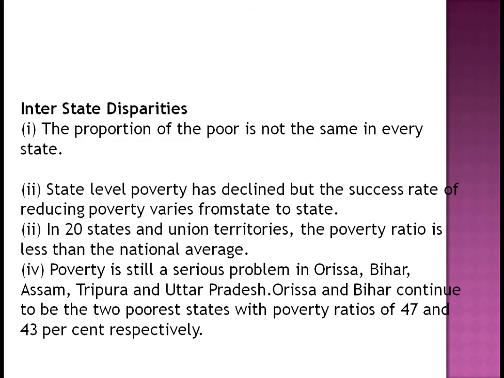Next, interstate disparities. The proportion of the poor is not the same in every state. State level poverty has declined, but the success rate of reducing poverty varies from state to state. In 20 states and union territories, the poverty ratio is less than the national average. Poverty is still a serious problem in Orissa, Bihar, Assam, Tripura and Uttar Pradesh. Orissa and Bihar continue to be the two poorest states with poverty ratios of 47 and 43% respectively.